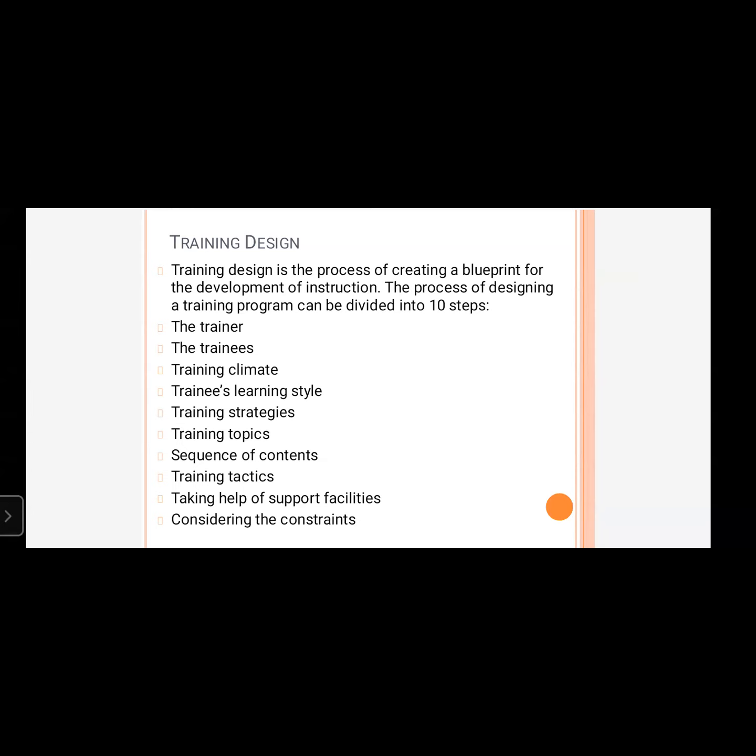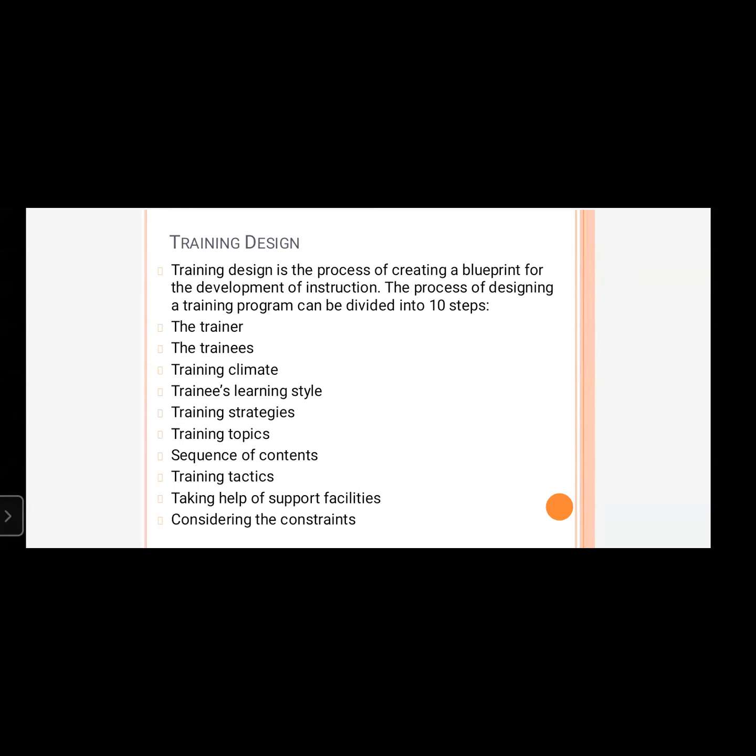That strategy is to be prepared by the trainer, by the organization. The training strategy can include the duration of the training also. Okay, a 15 days training program is there. When it should start, how much break should be there, what should be the duration of each session, where the session is to be implemented. So all these things are included in training strategies.